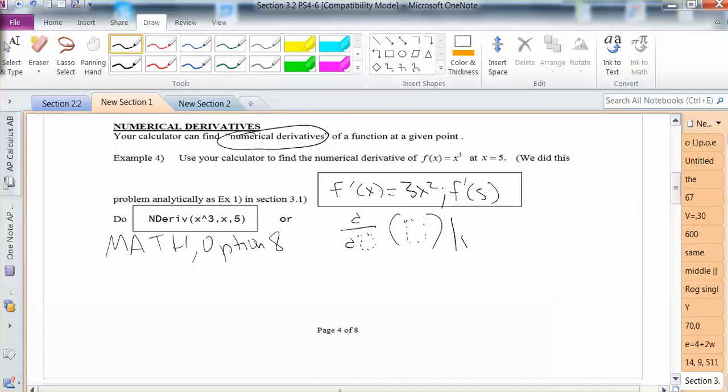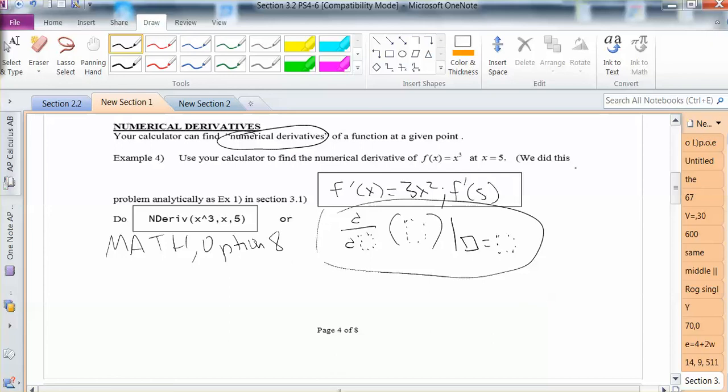And don't let that freak you out. It's actually a good thing if you're seeing that. So if you're under the MathPrint mode, which is the new operating system for these calculators, it's going to look more like this right here.